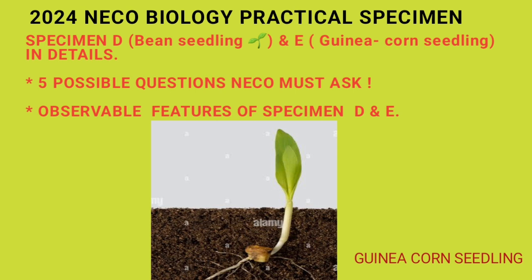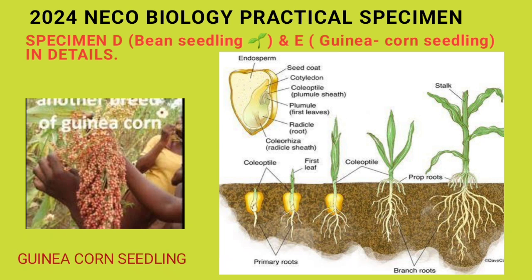Guinea corn. We want to look at some features we can find while a Guinea corn seedling is growing. So number one, before we start, let's go. Number one, we have presence of first foliage leaf above the soil. Then number 2, we have presence of cotyledon which remains inside the soil. Please always tell them where it is. Then number 3, we have presence of coleoptile which grows above the soil and it protects the plumule.